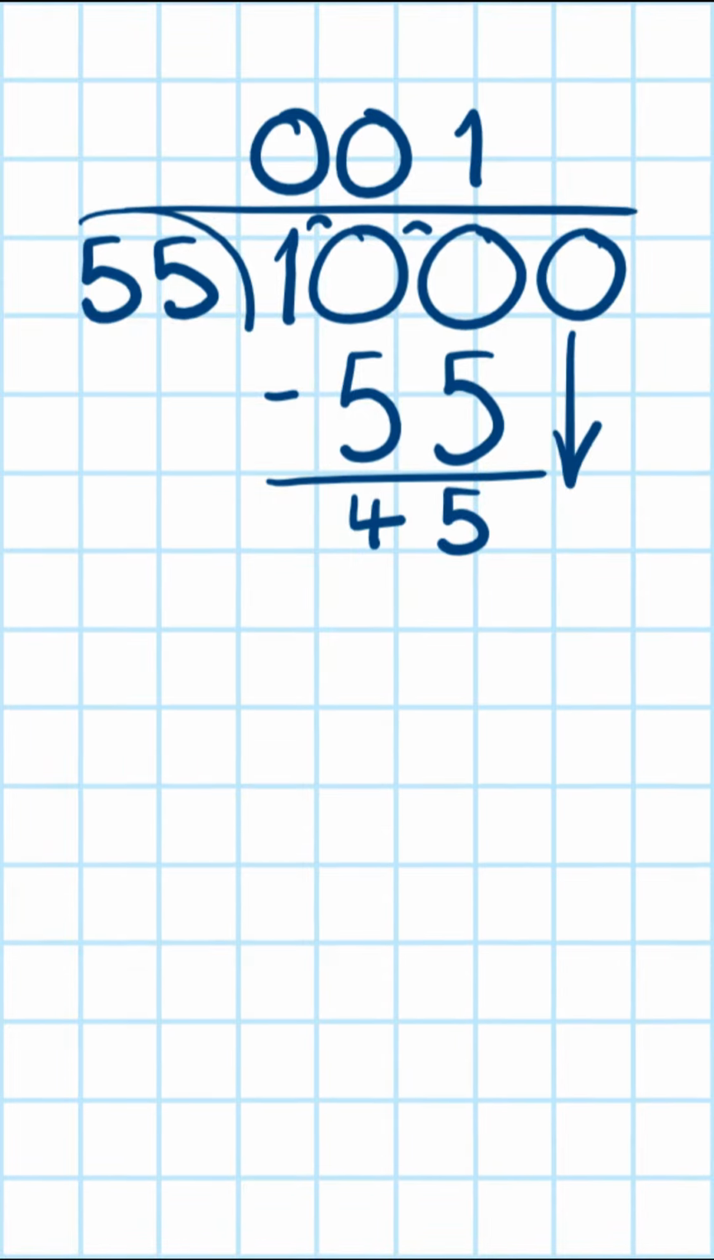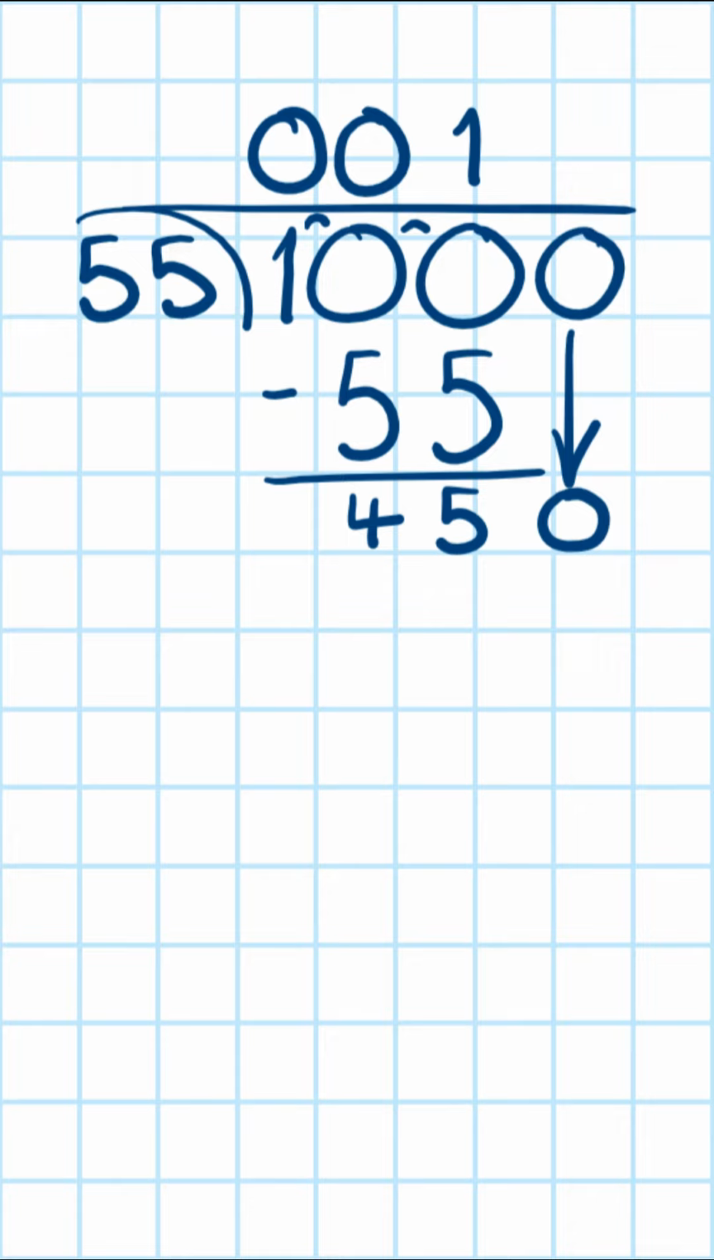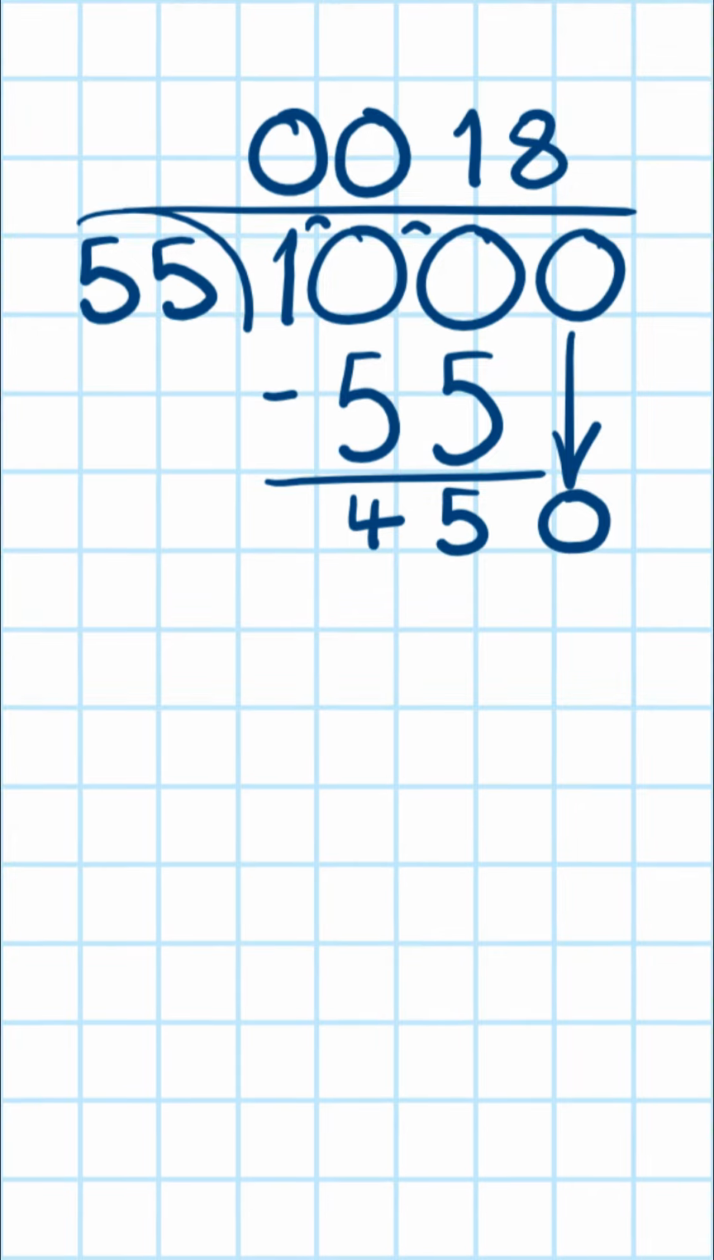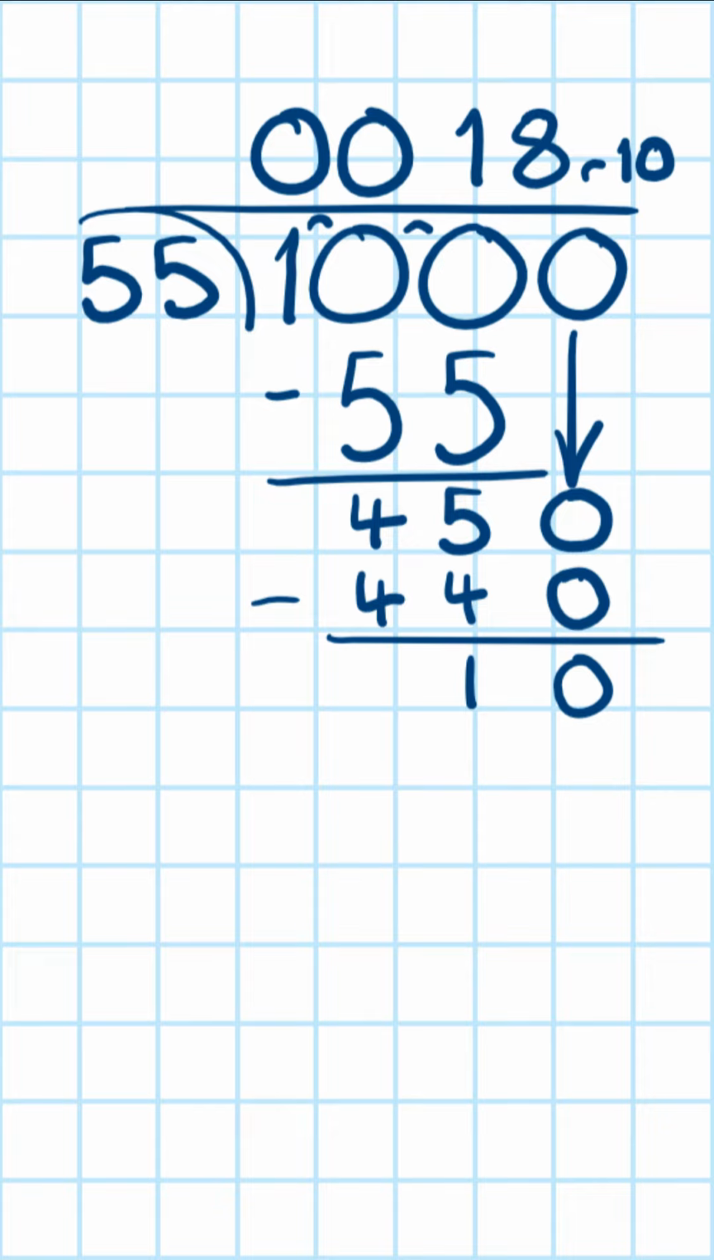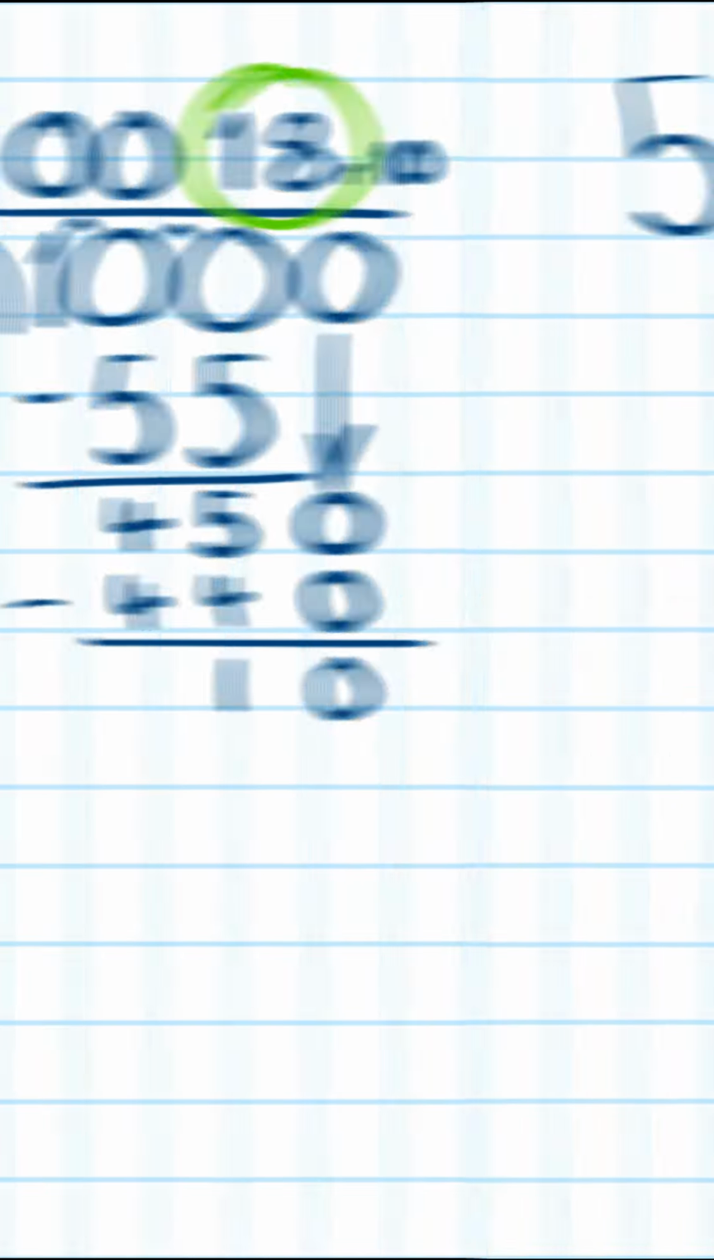We drag down the 0 at the end to make 450. 55 times 8 is 440. We subtract 440 from 450, which leaves us with 10, and that's our remainder. So now we have a starting point for our guess of how many pints that we need. We're going to use 18.